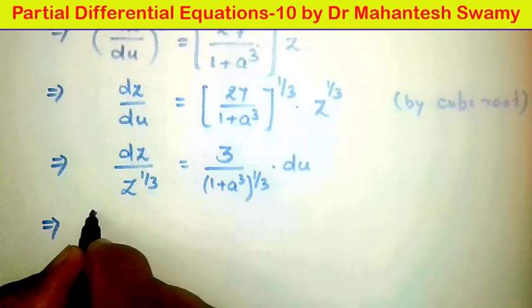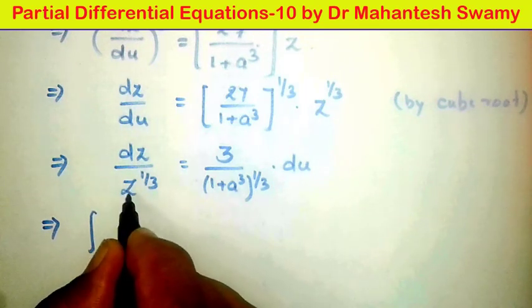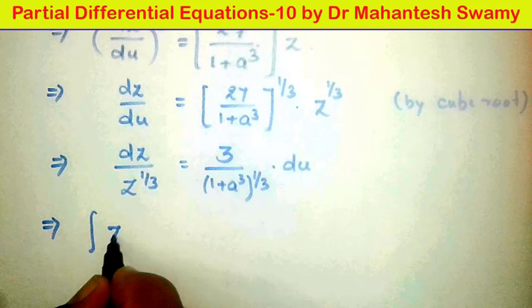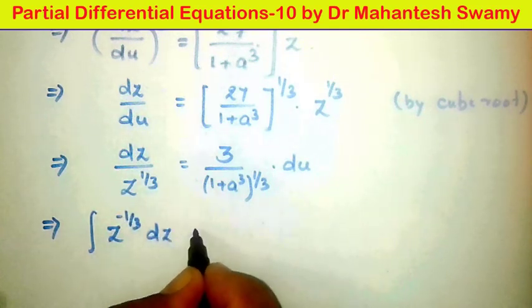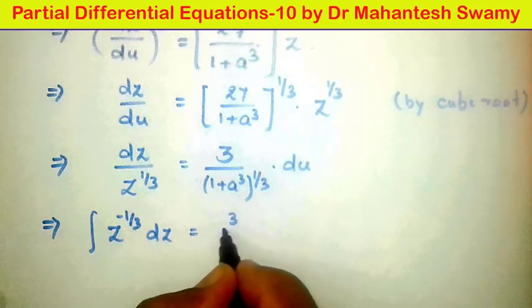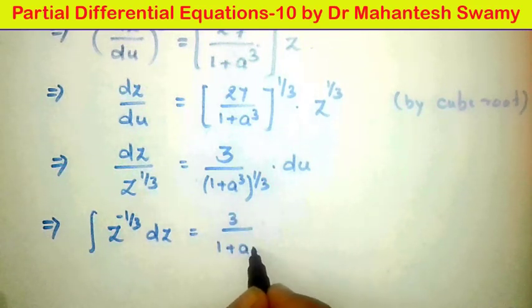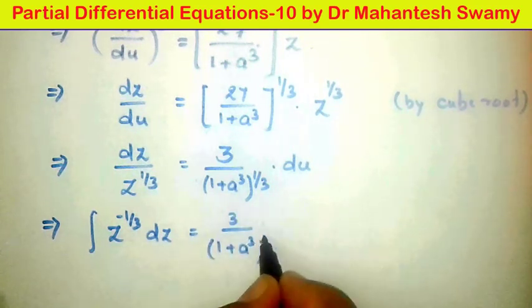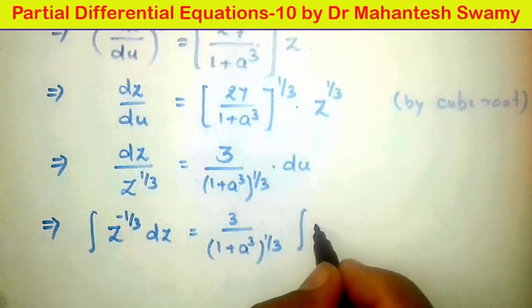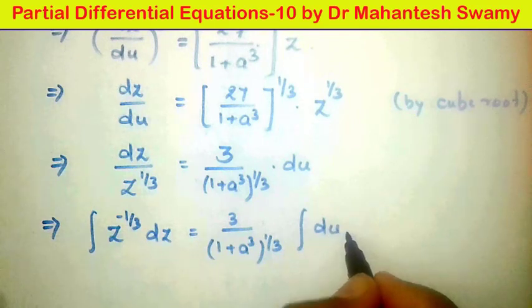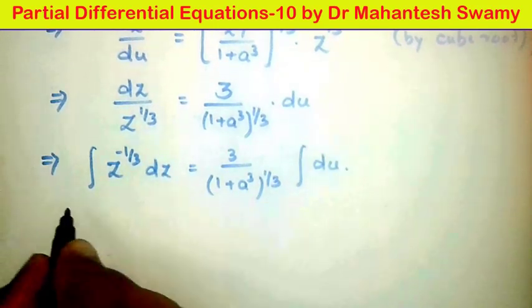When we integrate, this z to the power 1 by 3 can be written as z to the power of minus 1 by 3 in the numerator, dz as it is, and this 3 divided by 1 plus a cube to the power 1 by 3 should be kept outside the integration because it is a constant, and it is the integration of 1 with respect to u, that we shall write in the next step as u.